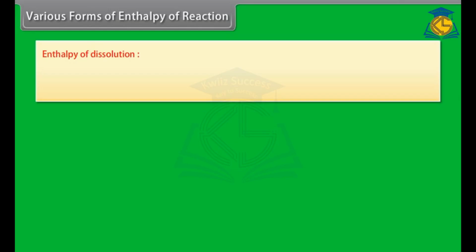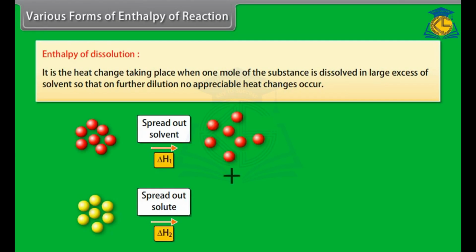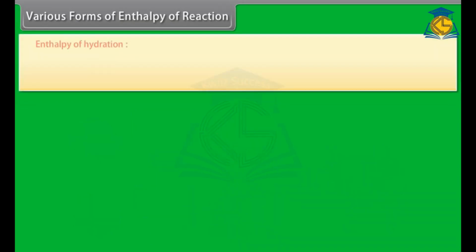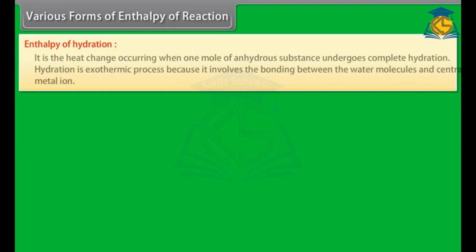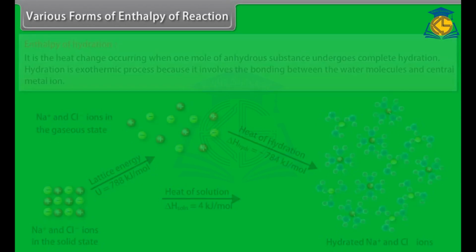Enthalpy of dissolution. It is the heat change taking place when 1 mole of the substance is dissolved in large excess of solvent so that on further dilution no appreciable heat changes occur. Enthalpy of hydration. It is the heat change occurring when 1 mole of anhydrous substance undergoes complete hydration. Hydration is an exothermic process because it involves the bonding between the water molecules and central metal ion.